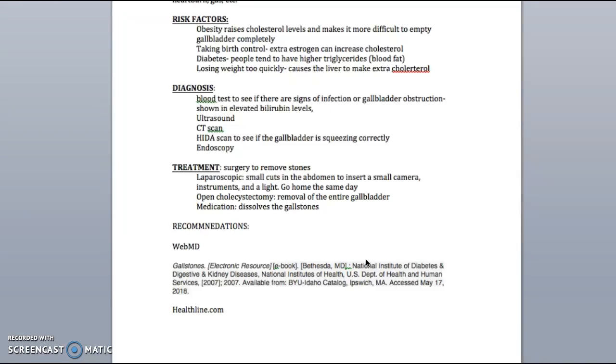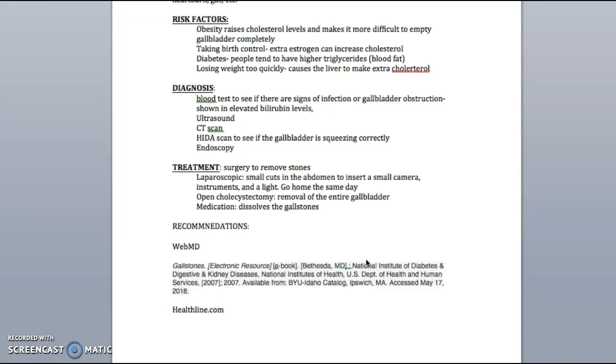You can do a HIDA scan to see if the gallbladder is squeezing correctly, getting all of that cholesterol out, excreting anything that isn't supposed to be in there correctly. And you can also do an endoscopy.